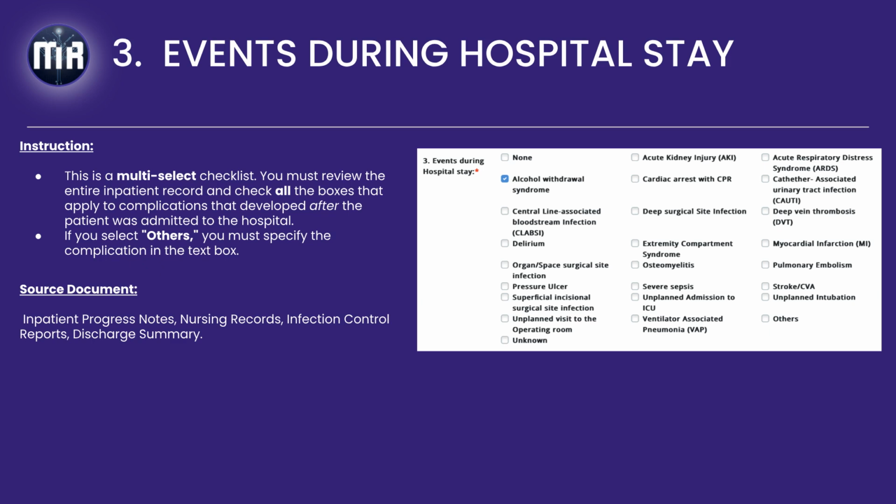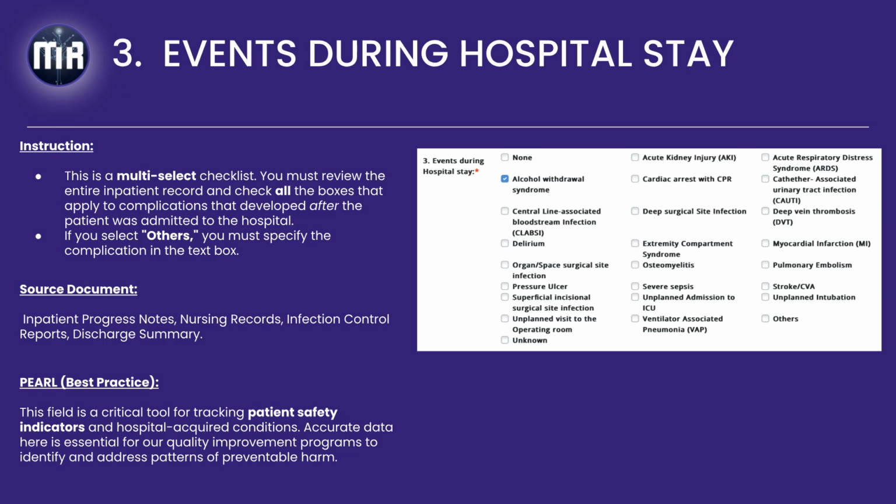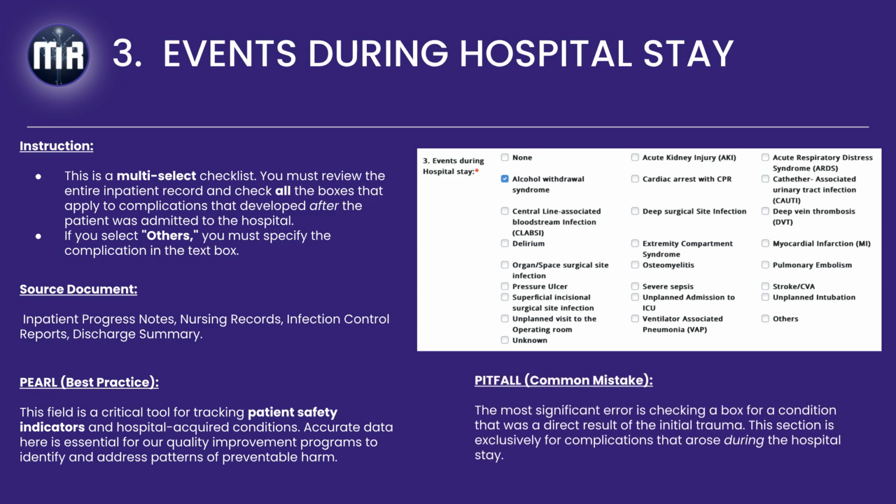The pearl, or best practice for this section, is to understand that you are tracking critical patient safety indicators. The data you enter here is essential for our hospital's quality improvement programs. It allows us to identify and address patterns of preventable harm, such as hospital-acquired infections or pressure ulcers. The most significant and common pitfall to avoid is checking a box for a condition that was a direct result of the initial trauma. This section is exclusively for complications that arose during the hospital stay.